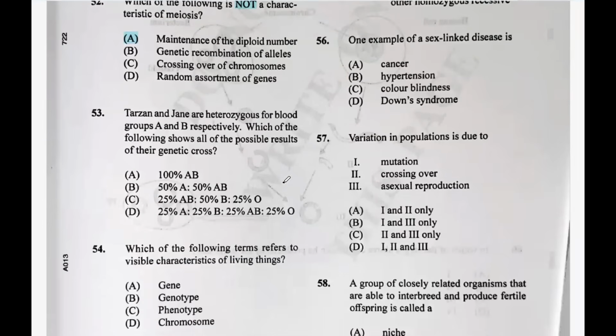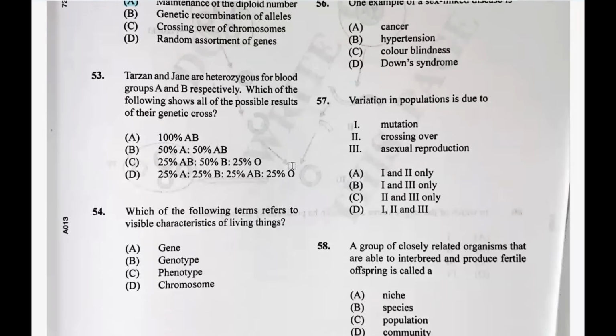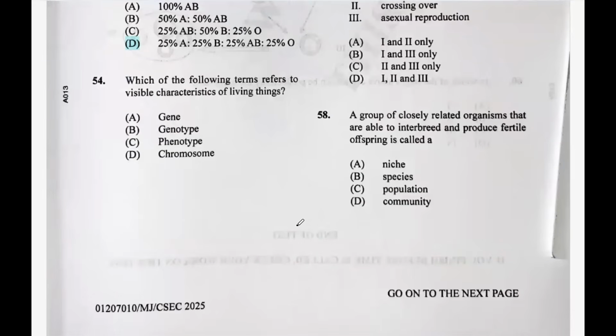Tarzan and Jane are heterozygous for blood groups A and B respectively. Which of the following shows all the possible results of their genetic cross? This is question 53. If they are heterozygous, it means their genotype is AO and BO. When you do that cross, it means you could get 25% of every blood type. D. 54. Which of the following terms refer to the visible characteristics of living things? That will be the phenotype.